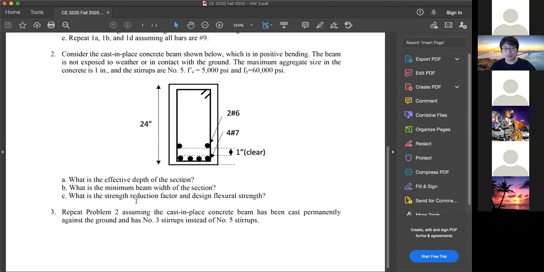Now strength reduction factor, design flexure strength, like I said, these are based on the beam width you selected. So everybody might have a different answer.